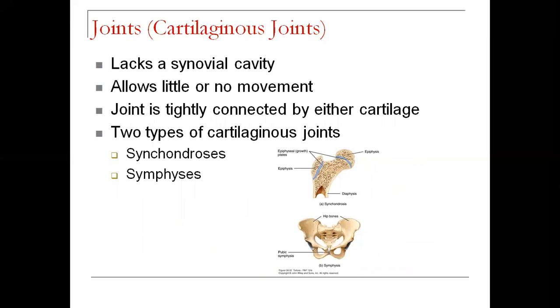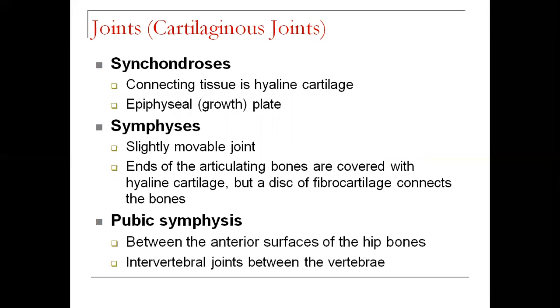Then are the cartilaginous joints. They also lack synovial cavity and allow little or no movement. We have synchondrosis and symphysis in these type of joints. The synchondrosis are connected by the tissue hyaline cartilage, and they have an epiphyseal growth plate. The symphysis are slightly movable joints like pubic symphysis, which is between the anterior surface of hip bones.